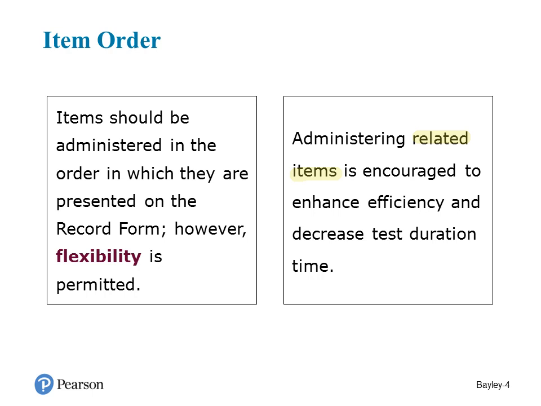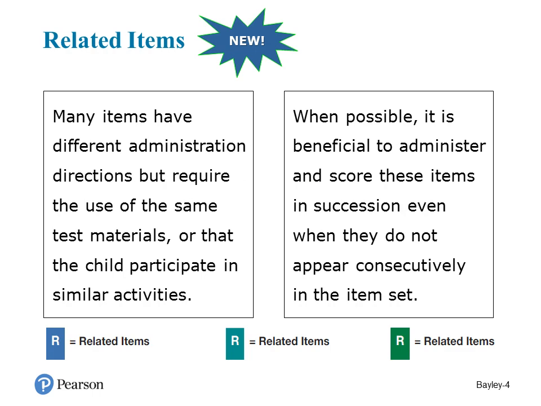But related items really are items that might use the exact same manipulatives to present the items. And so once we have the manipulatives out, why not present all of the items that require us to use those manipulatives? So these related items, they might have different administration directions, and they'll be identified for you on the record form in this little box with an R.